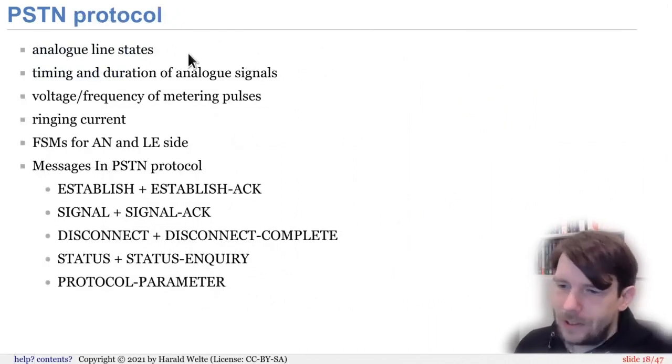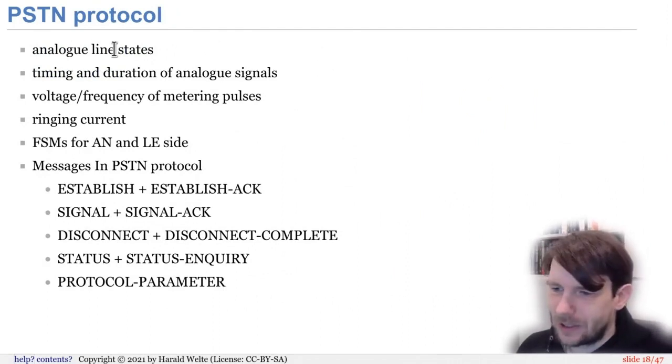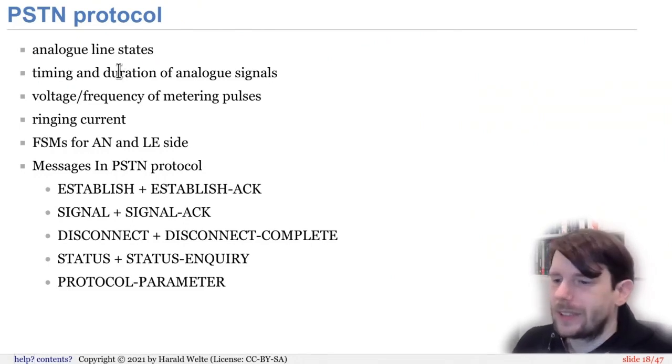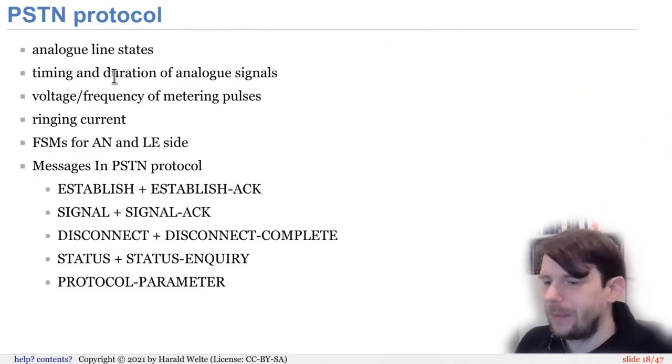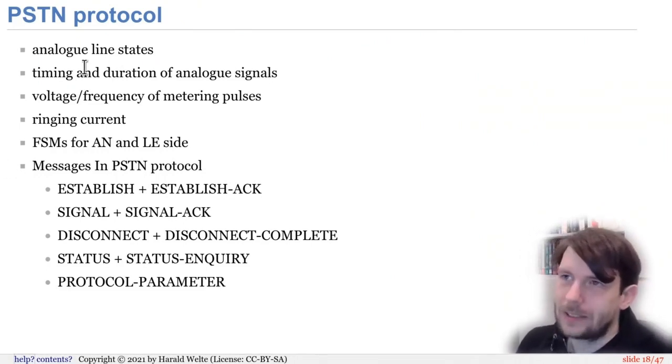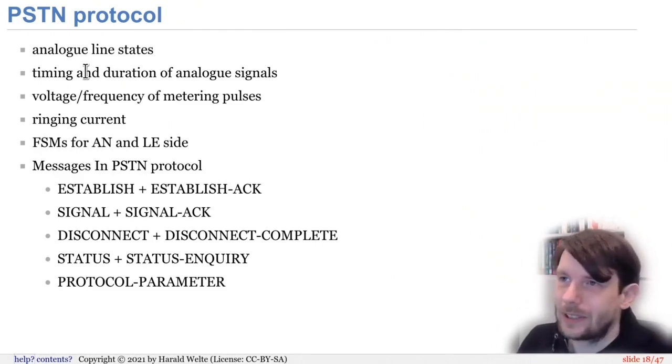The PSTN protocol now manages the analog line states, as I mentioned, on hook, off hook, but there's many more details, and I will give you an example of that shortly. It also controls the timing and duration of analog signals, also the voltage and frequency of metering pulses. Many details about the analog subscriber interface are highly country specific, so every country has their own dialect of analog telephony. And since the V5 equipment was produced to be universal, and specifically the V5 interface is designed to be universal and international, you can basically express all the local details in this protocol.